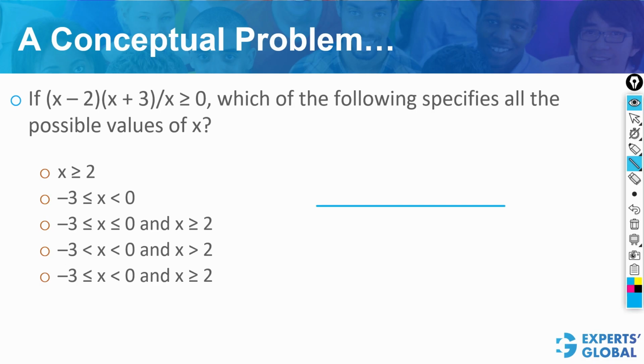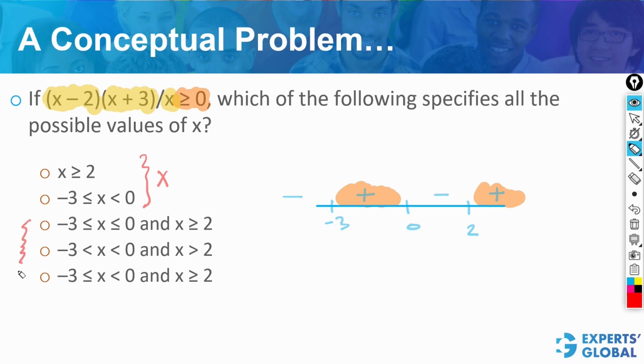Here is the number line. The nodes are going to be at 2, -3, and 0. Then the rightmost area is positive, and the previous ones are alternately negative and positive. The question seeks positive values, therefore, the required ranges are these two. The first two answer choices can be eliminated, but the last three answer choices are very similar.